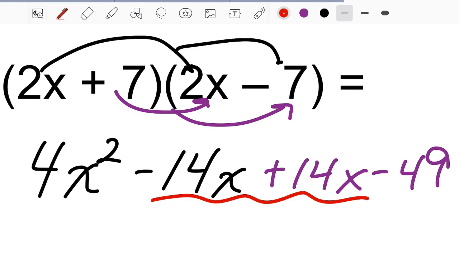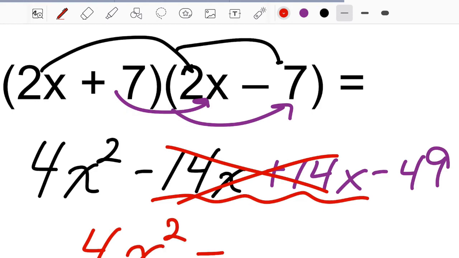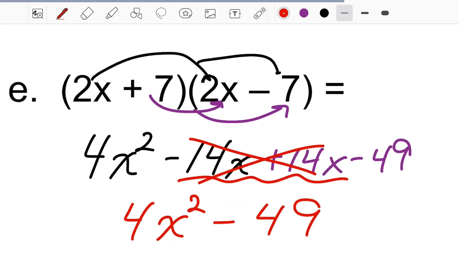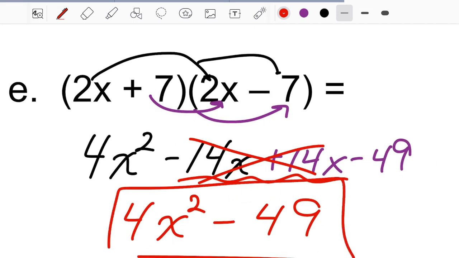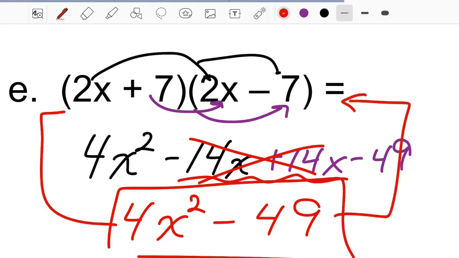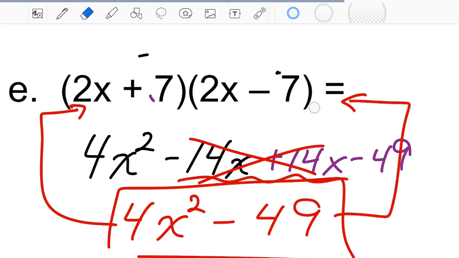How about these negative 14x's? Yeah, that's right, they're opposites. They're going to cancel. They're going to add to 0. So maybe not a big surprise here. We get 4x squared minus 49. Well, the truth is 4x squared minus 49, it too is perfect. It's got perfect numbers. It's actually called a difference of squares. And you may already recognize that that is able to factor back into 2x plus 7 and 2x minus 7.